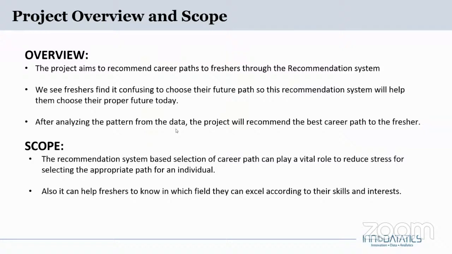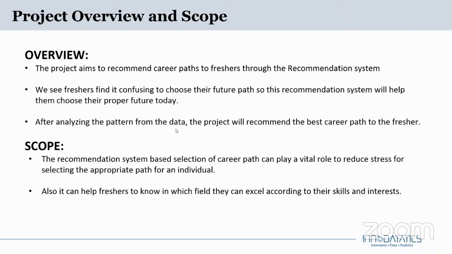Let me talk about the project overview and scope. What is the overview? The project aims to recommend career paths to freshers through a recommendation system. We see freshers find it confusing to choose their future path. So this recommendation system will help them choose their proper future path. After analyzing the patterns from the data, the project will recommend the best career path to the fresher.